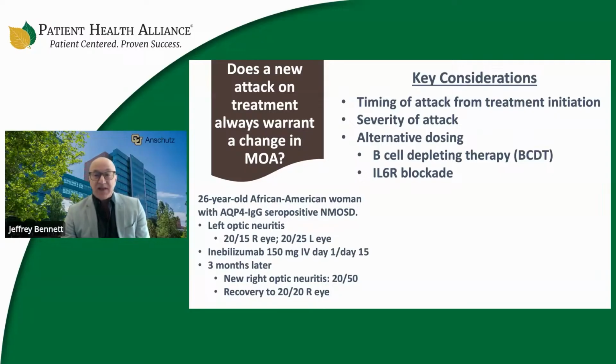For B-cell depleting therapies and interleukin-6 receptor blockade, we understand that more attacks in the phase 3 trial occurred early in the treatment period of the randomized control phase of the trial than later with continued therapy, and many of the patients who had attacks on therapy had lower severity of attacks and better recovery.